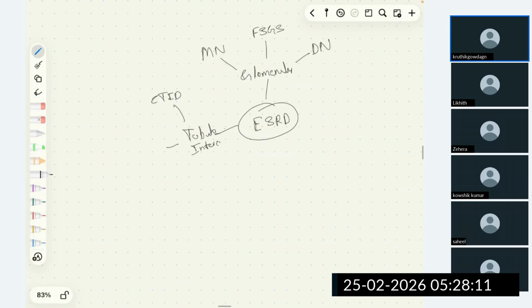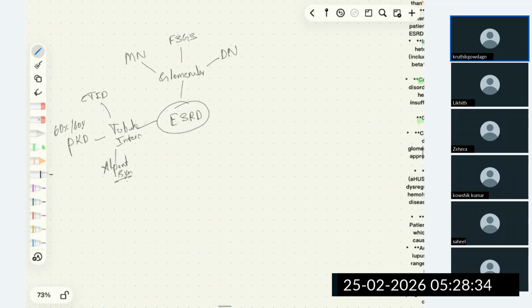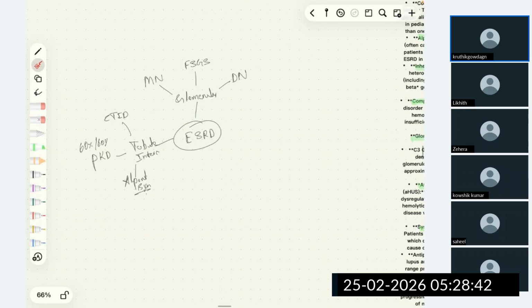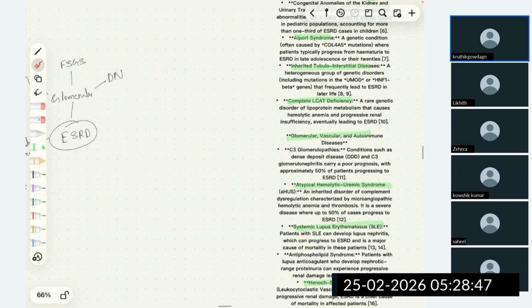Then tubular cause, we have polycystic kidney disease. We discussed in the morning that 60% of patients develop CKD by 60 years. Sorry, end-stage renal disease by 60 years. And then we have other syndromes like Alport syndrome. Okay, those are the tubulointerstitial causes, glomerular causes, and other causes. We can mention briefly and talk about each cause in three lines, and manage this 5 mark.